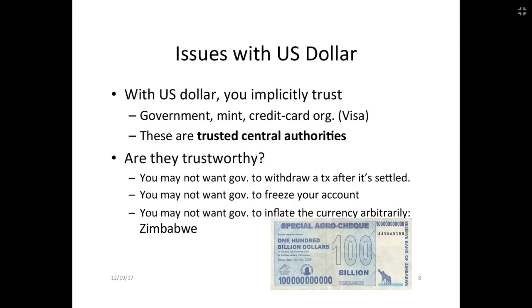So with the US dollar, you implicitly trust the place where the dollar is minted, that is the government mint, and also you trust credit card organizations, let's say Visa. These are trusted central authorities. Basically, they control the creation and the circulation of the money. But are these places really trustworthy?